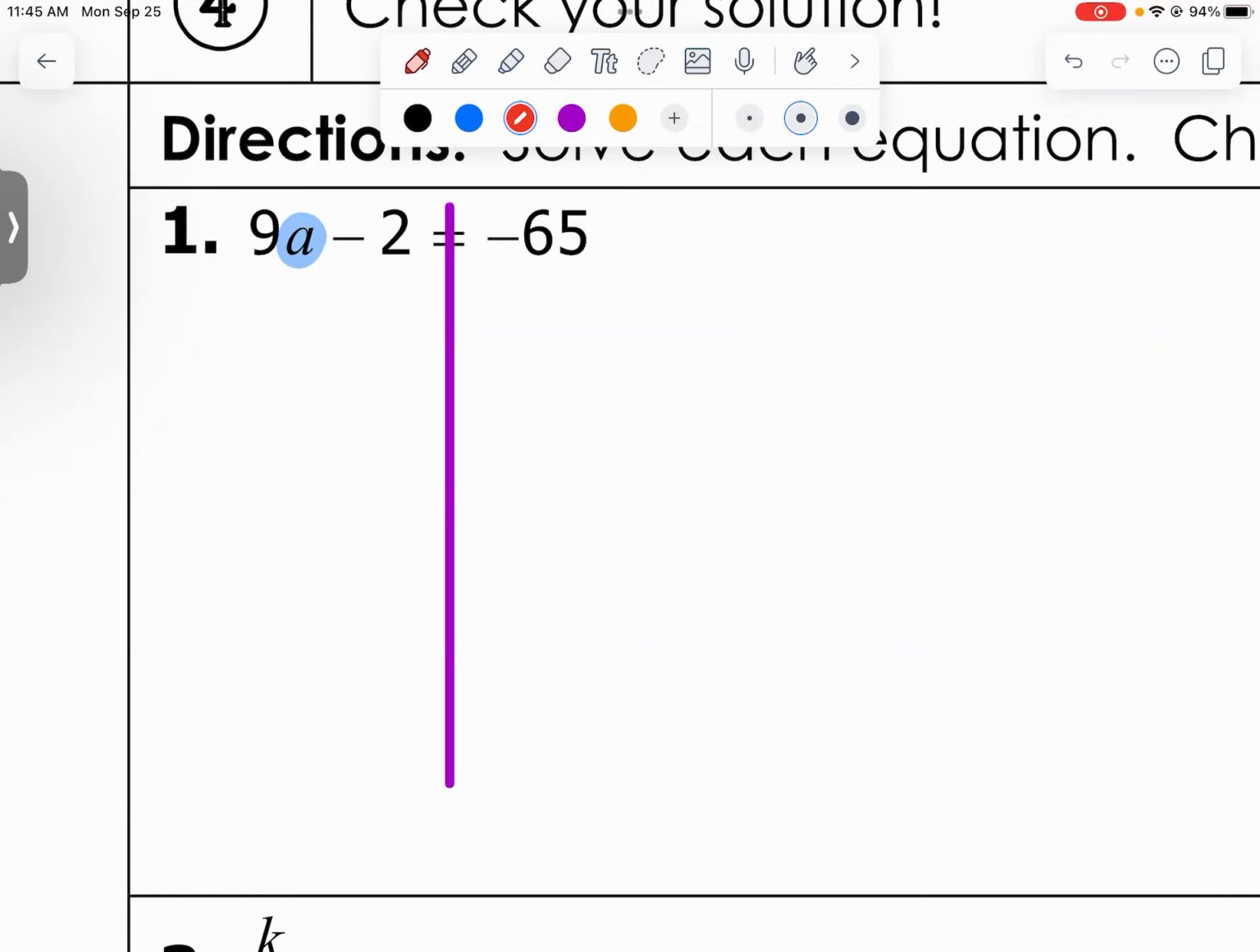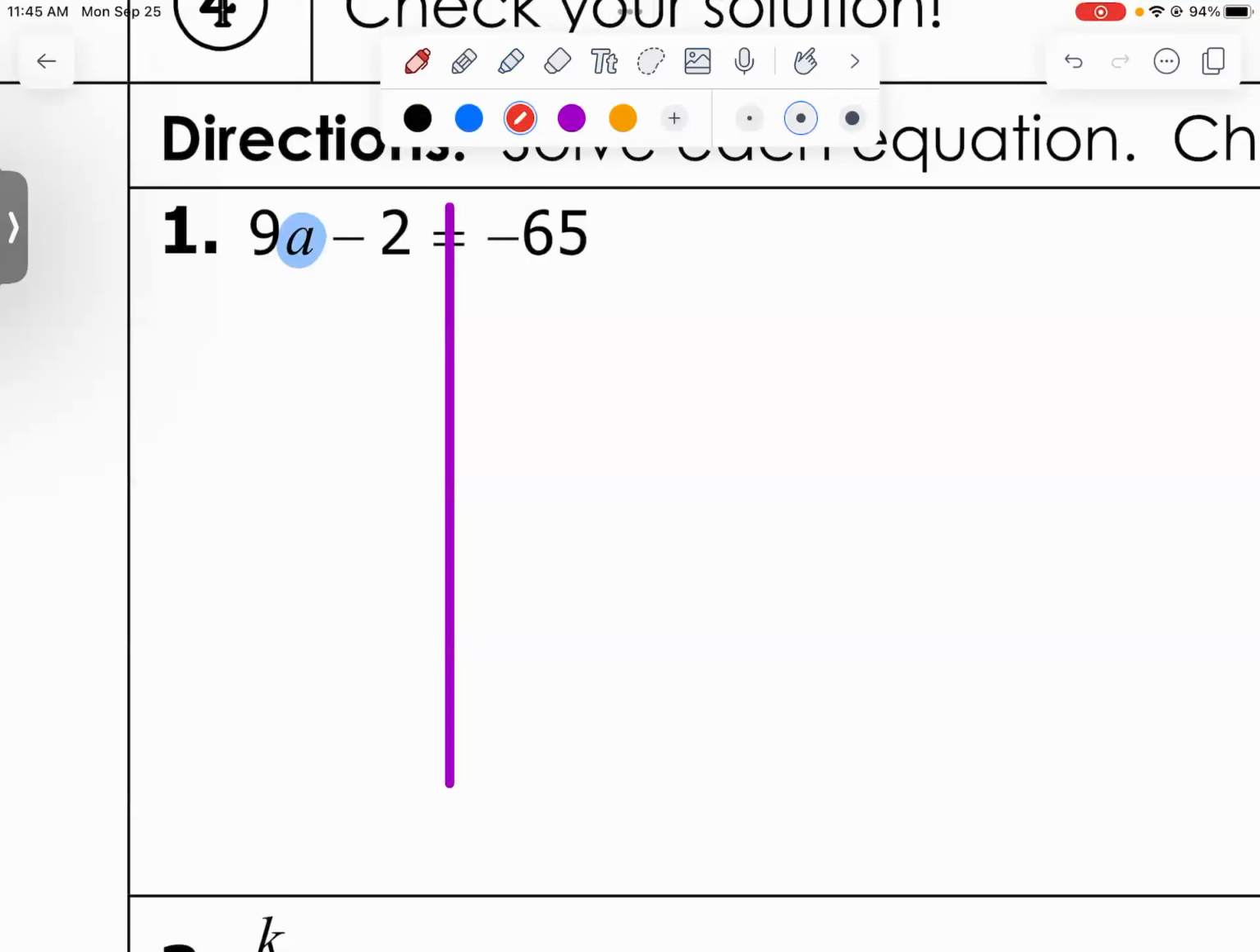So now, which one is closest to A? The 9 or the 2? The 9 is the closest. So that's the number we are going to move last. So first we need to take care of this. How is the 2 tied to the A? What operation?